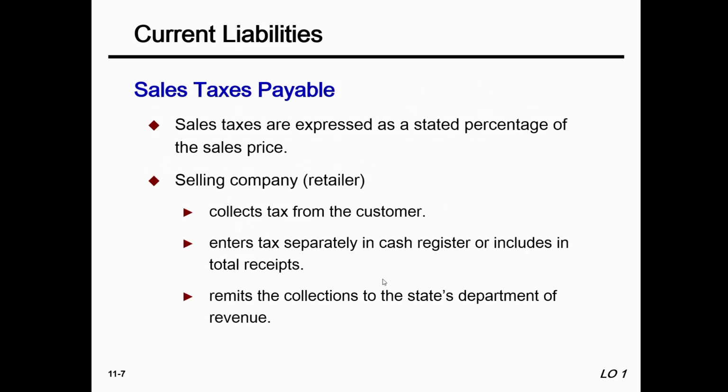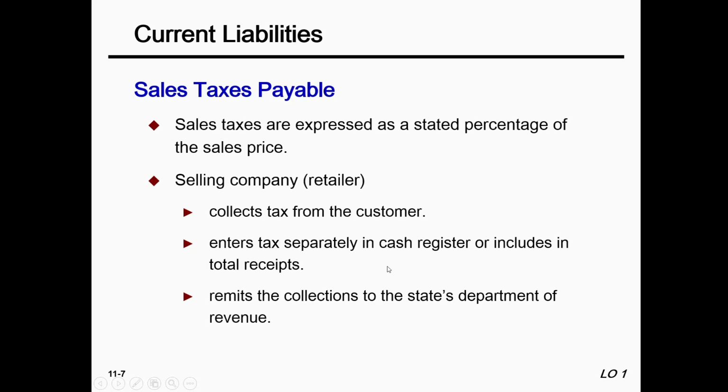The sales taxes are expressed as a stated percentage of the sales. So we can say 5% sales tax, 2% sales tax. It is a percentage of the sale price. So if the product price is 10 and the sales tax is 2%, we'll take 2% of 10. Okay, so who collects this sales tax? The selling company or the retailer who sells the products to the customer collects this. Collect tax from the customer.